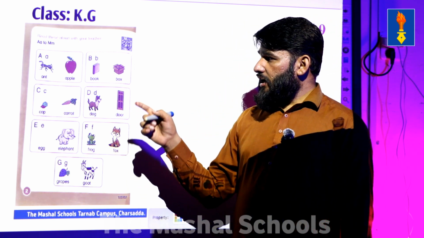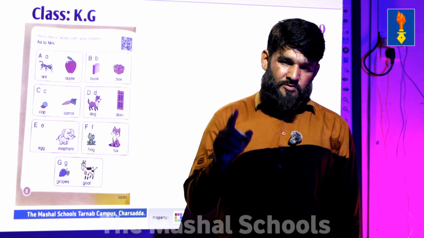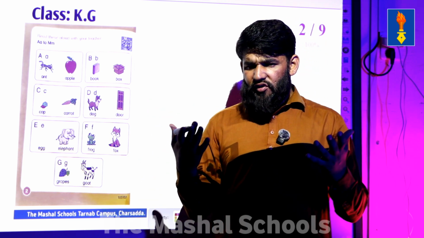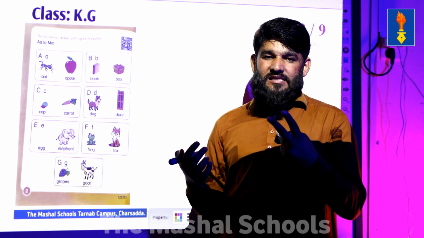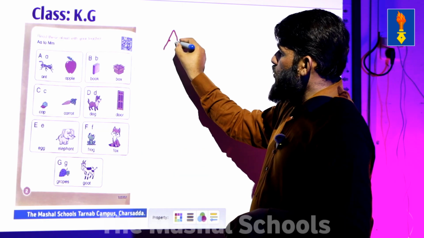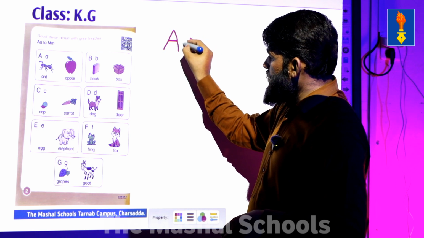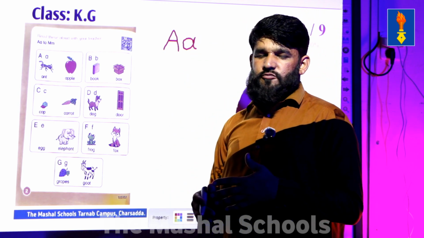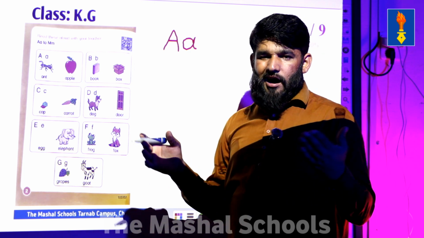Okay, dear students, we have the concept of small and capital, as we have already talked about that, and you already know that there are 2 ways of writing alphabets: uppercase letter and lowercase letter. When you are writing an uppercase letter, it can be like this, and when you are writing a lowercase letter, you can write like this. So it's up to you to practice it.